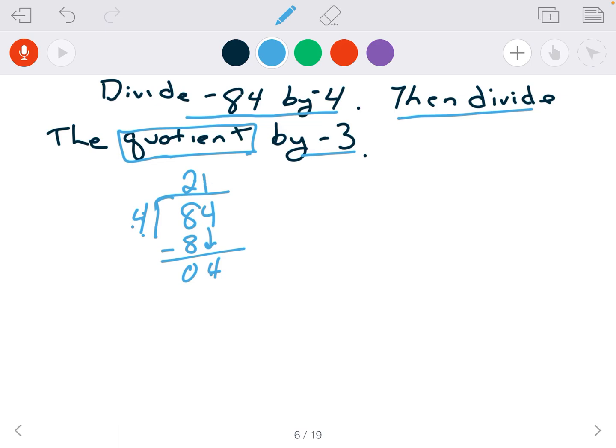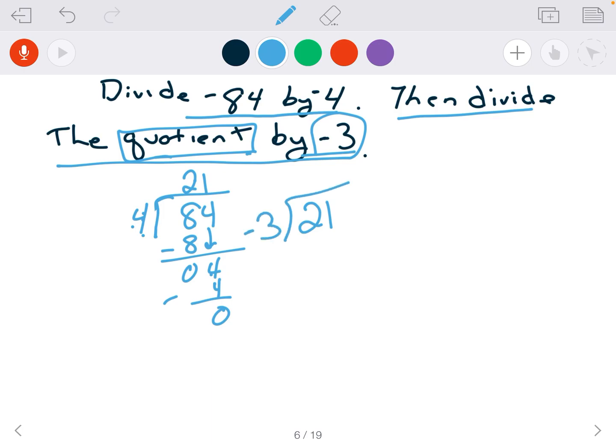4 goes into 4 1 time. 1 times 4 is 4. And do my subtraction, 0. So I get a positive 21. And then it says divide that by a negative 3. A negative 3. So a negative and a positive, my answer is going to be negative. So remember, opposite, I'm always going to have negative. So negative 3 goes into a positive 21.